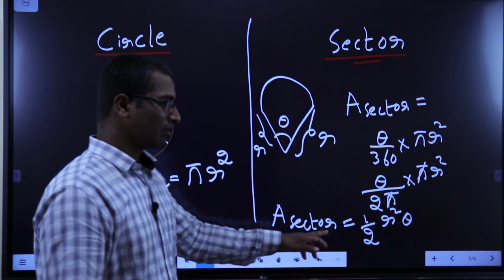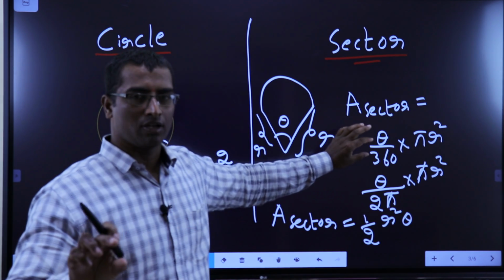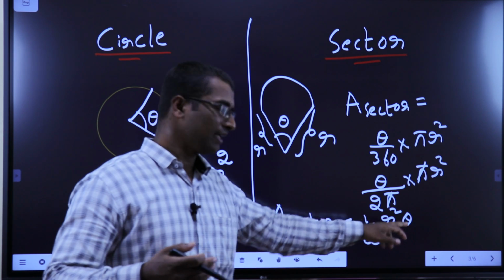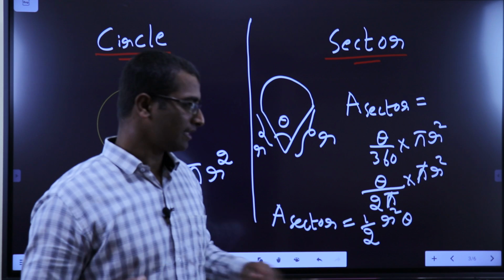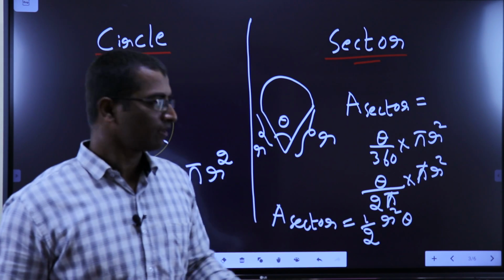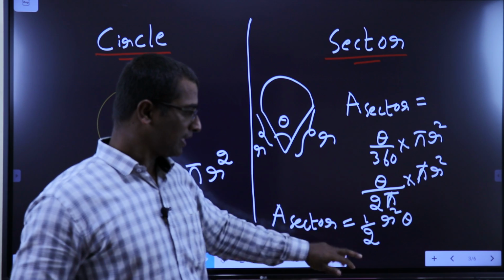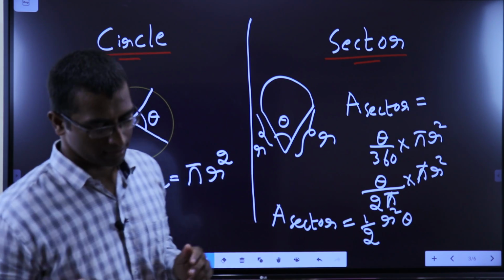Okay. In AS level, this you don't need at all. Always go with this in AS level. Theta has to be in radians, and the formula for area of sector you will always be using is half r square theta. This you don't need in AS level at all. Only this we will be making use of. Clear? Next one.